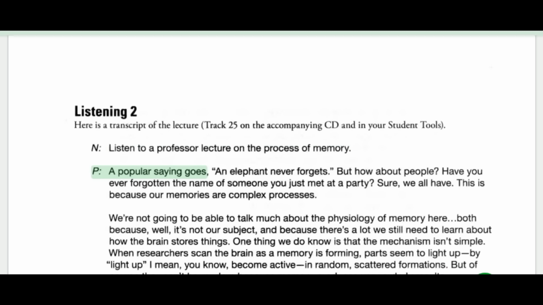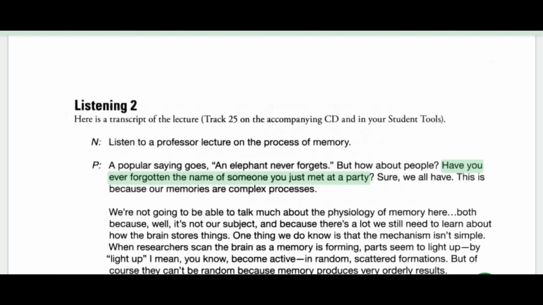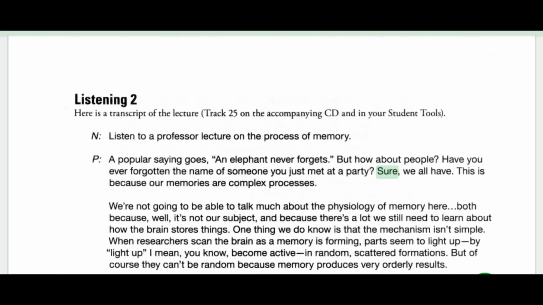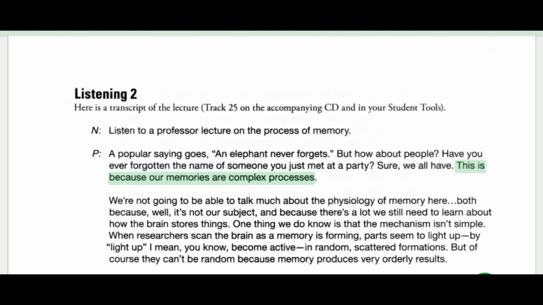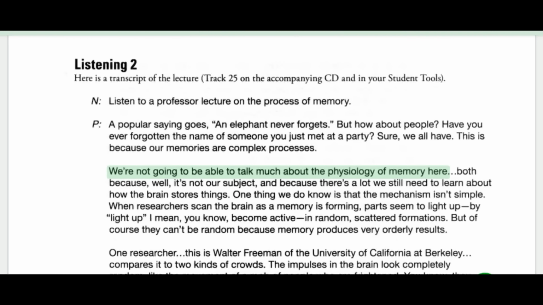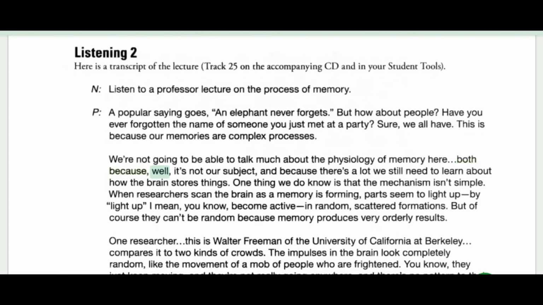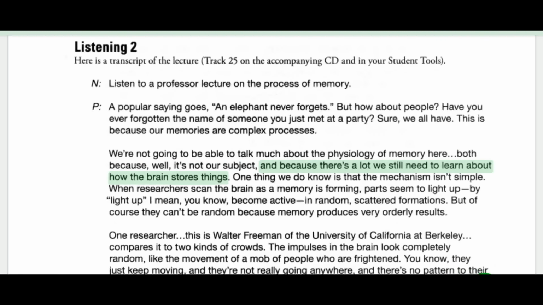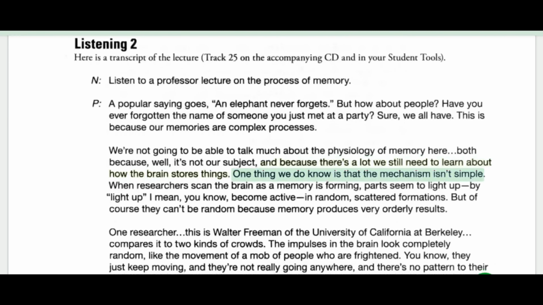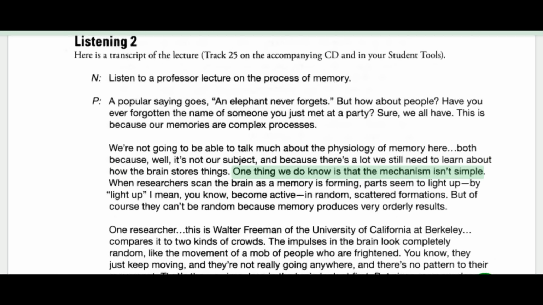P: A popular saying goes, an elephant never forgets. But how about people? Have you ever forgotten the name of someone you just met at a party? Sure, we all have. This is because our memories are complex processes. We're not going to be able to talk much about the physiology of memory here, both because, well, it's not our subject, and because there's a lot we still need to learn about how the brain stores things. One thing we do know is that the mechanism isn't simple.